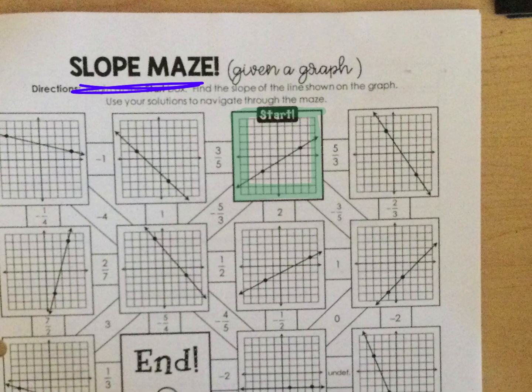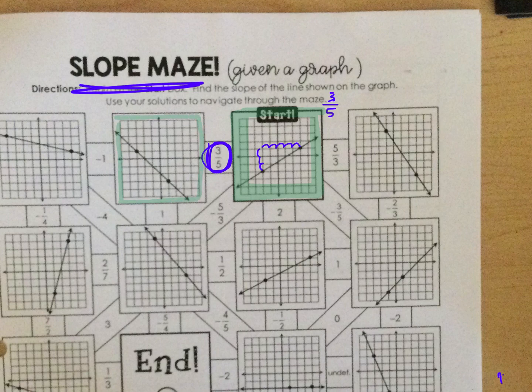So rise over run. So I had to rise 1, 2, 3. 3 over run: 1, 2, 3, 4, 5. 3 over 5. Okay, that matches this spot right here. So that means I'm going to go over and do this box next.